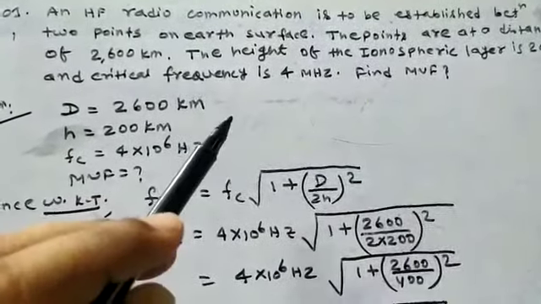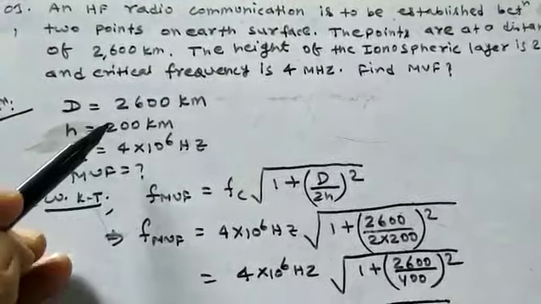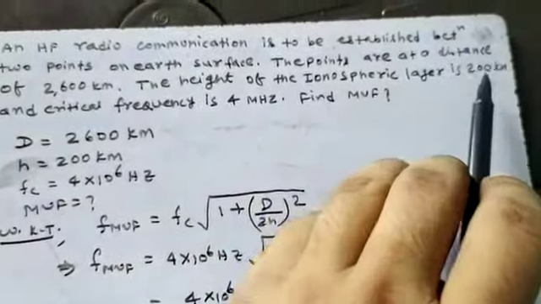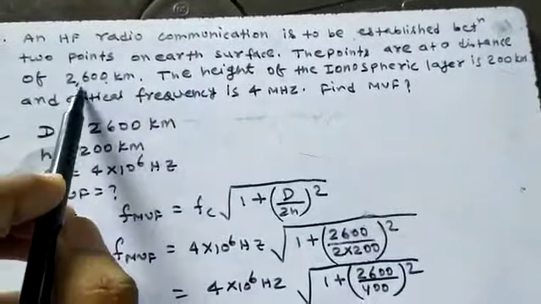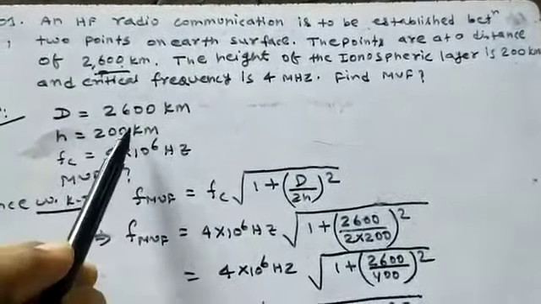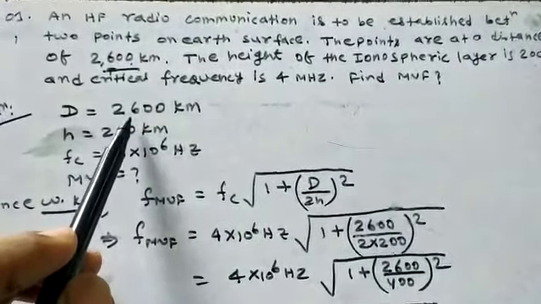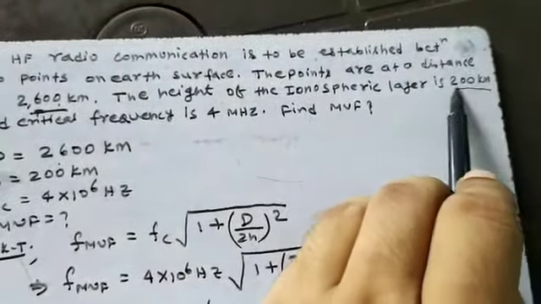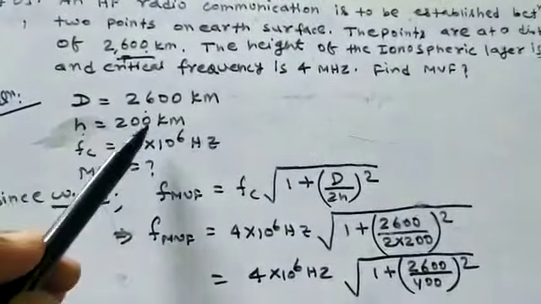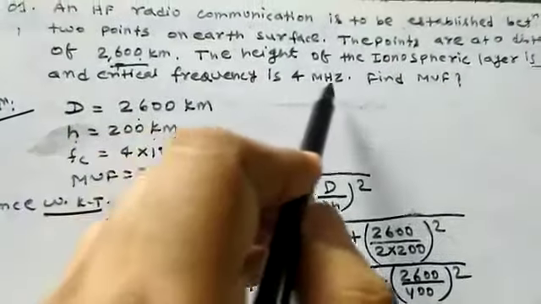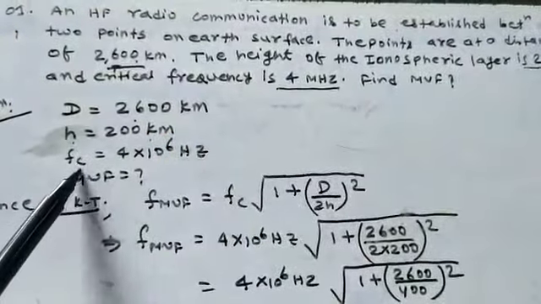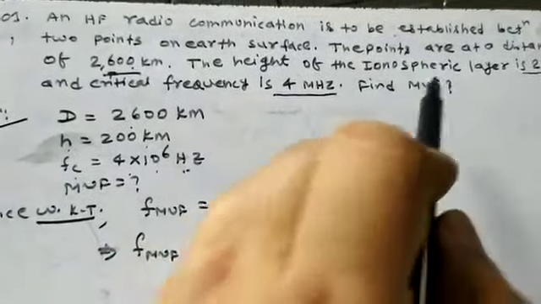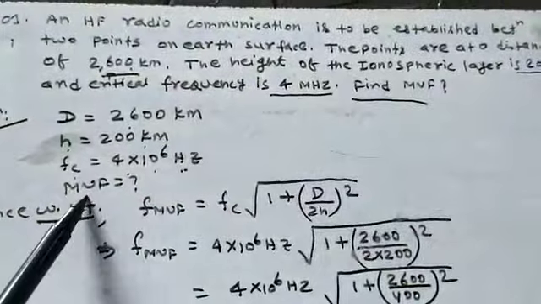So what are the data which are given? The distance is given, 2600 kilometer, the distance between the 2 points on the earth surface. So I have noted down d is equal to 2600 kilometer. The height of the ionospheric layer is 200 kilometer from the earth surface, so h is 200 kilometer. Critical frequency is 4 megahertz, which I have written as 4 into 10 to the power 6 hertz. And you are asked to calculate MUF, that is maximum usable frequency.